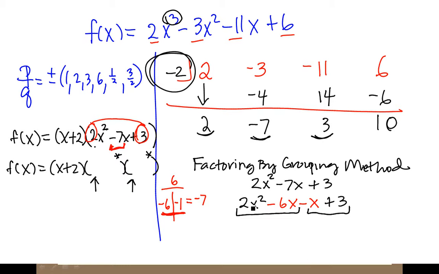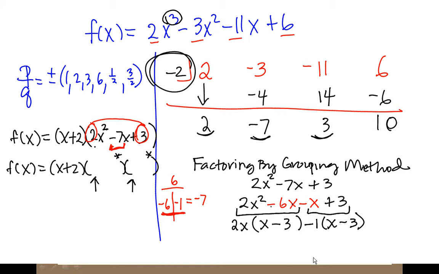Alright, what is the GCF of 2x squared minus 6x? It's 2x times what to give us 2x squared minus 6x? It's x minus 3. I also want x minus 3. I have -x plus 3. So how can I manipulate this to get that x minus 3? I need to factor out a -1, and that'll give me the x minus 3 that I need.